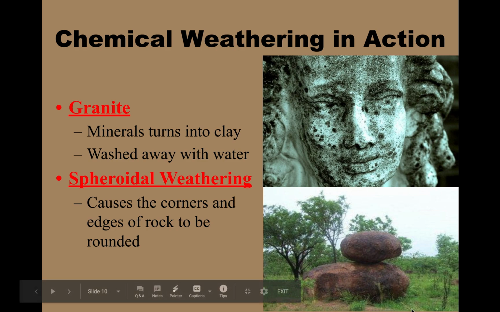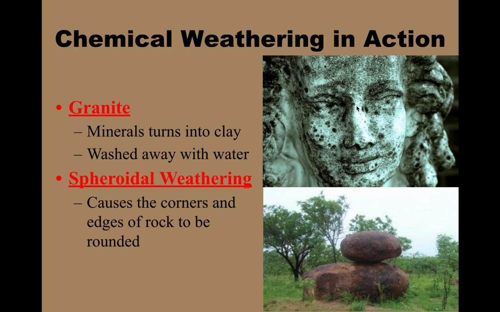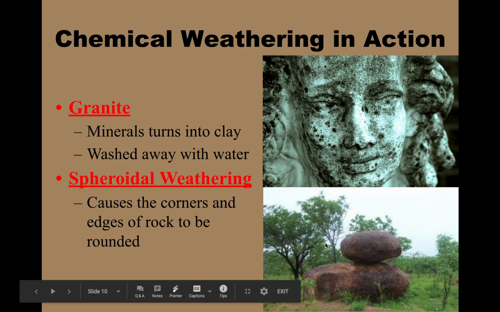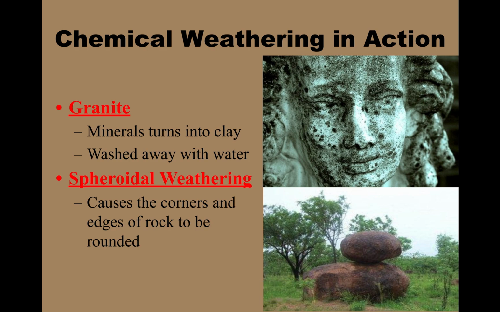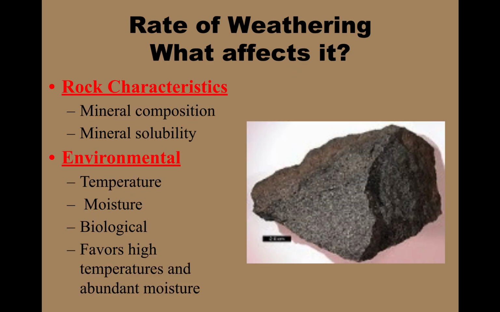Well, if we look over here at the statue, which is granite, the minerals are turned into clay due to acid rain. And you can see that the high definition of this statue has been erased over time. Weathering is a process that takes place over time, and some of the materials have been washed away by water. The next one down here is spheroidal weathering, where the corners of the rock have been rounded. And this is yet another method of chemical weathering.